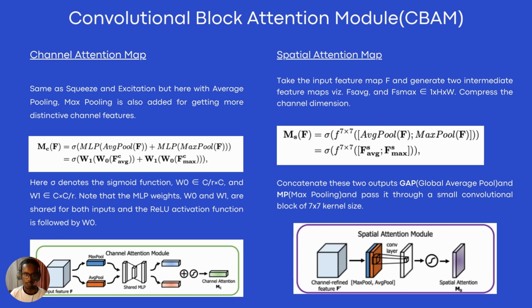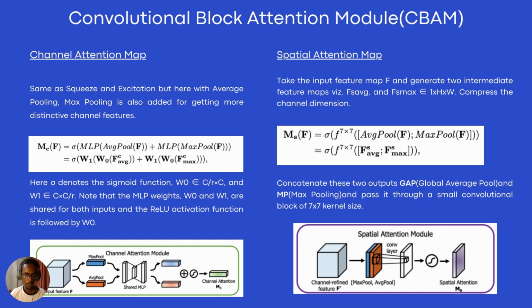So there was a paper known as the Convolutional Block Attention Module. This paper combines both the channel attention map and the spatial attention map. Same as the squeeze and excitation that we have seen before for the channel attention, here we use average pooling, and max pooling is also added for getting more distinctive channel features.